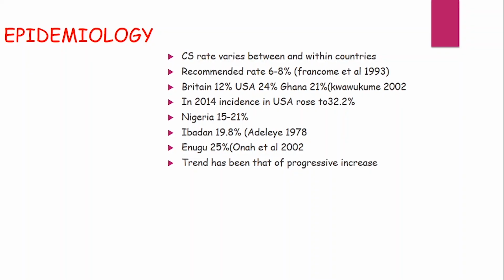So epidemiology. The cesarean section rate varies between and within countries. The recommended rate as at 1993 was 6 to 8%. But we have seen a gradual increase in the rate of cesarean section, and we're going to talk more about that as we move on. In Britain, the rate was 12%. In the US, the rate was 24%. And in Ghana, it was 21% as at 2002. And the incidence rose to 32.2% in 2014 in the US. In Nigeria, 15 to 21%. The one recorded in Ibadan, 19.8%, and so on and so forth.